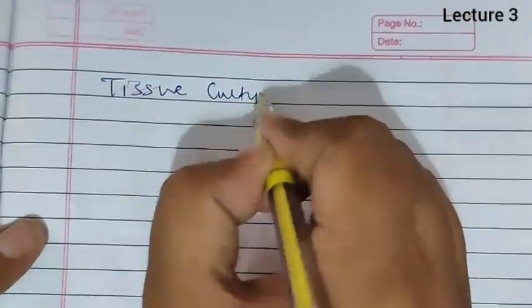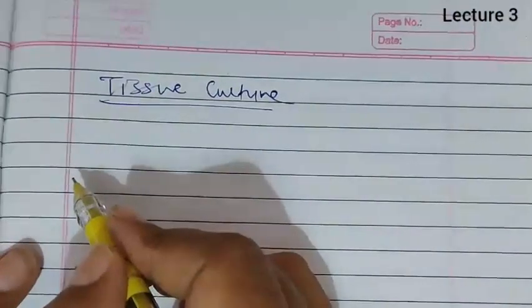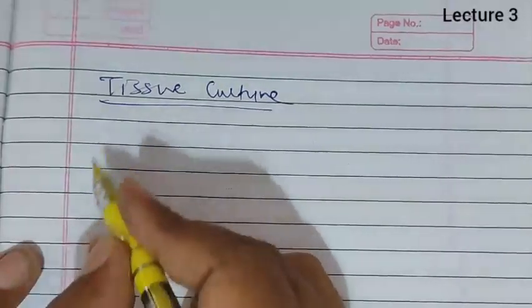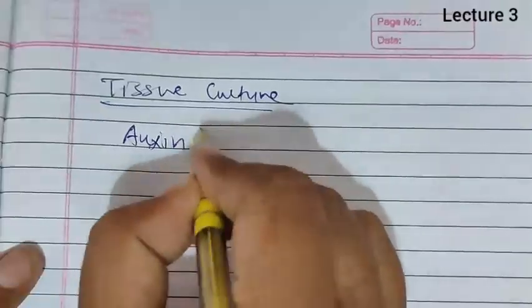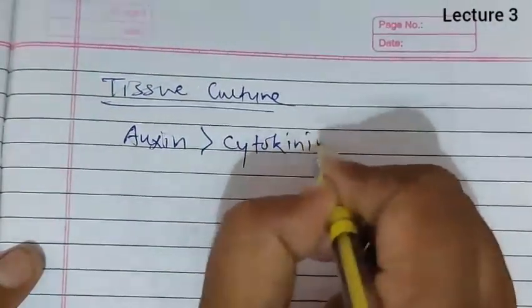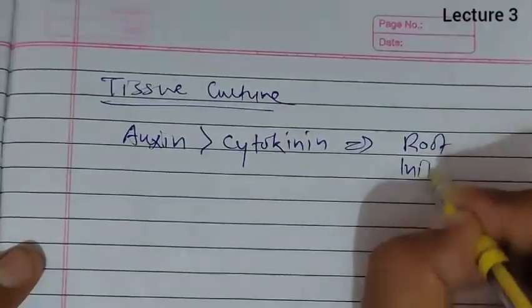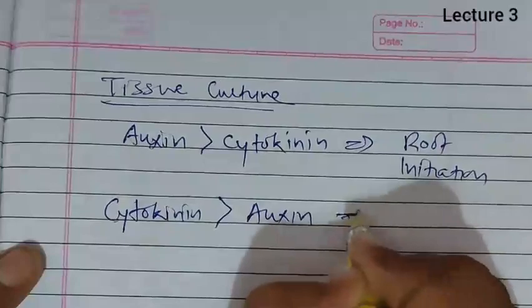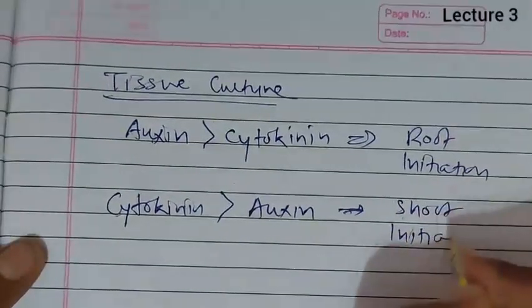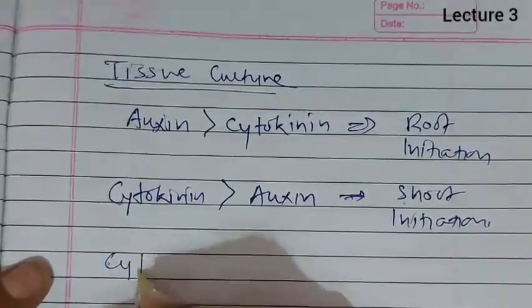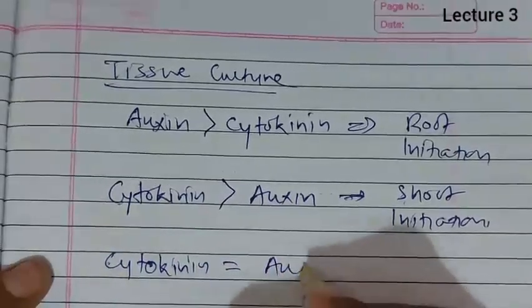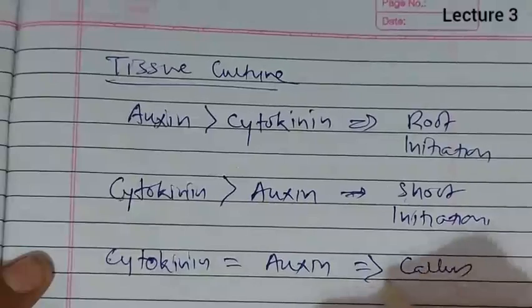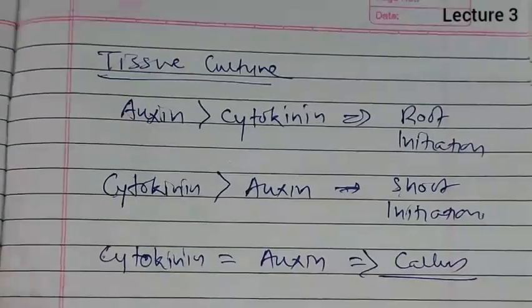But in tissue culture, when the culture medium contains more auxin compared to cytokinin, then root initiation occurs. Whereas when cytokinin is more than the auxin, then shoot initiation occurs. And when both are in equal concentration, that is cytokinin and auxin are in equal concentration, then it will form a callus. So this is how the particular ratio of auxin to cytokinin is involved in the development of root or shoot initiation.